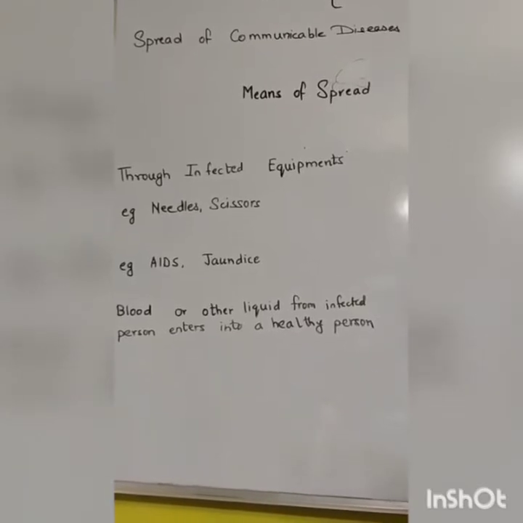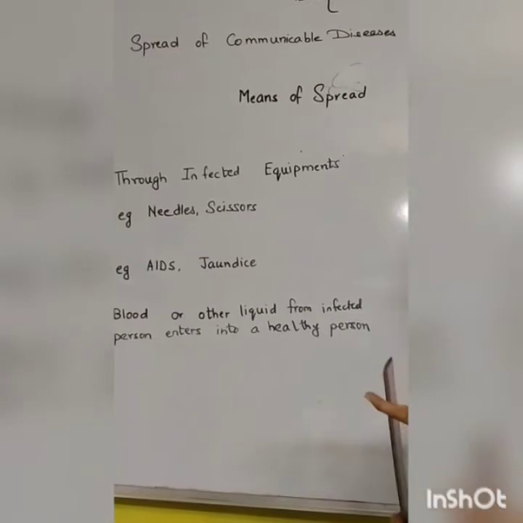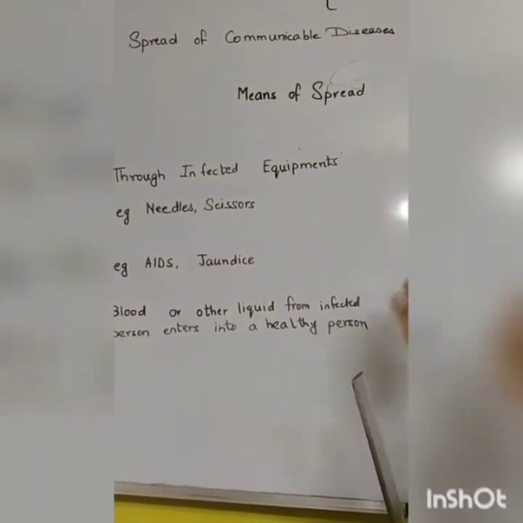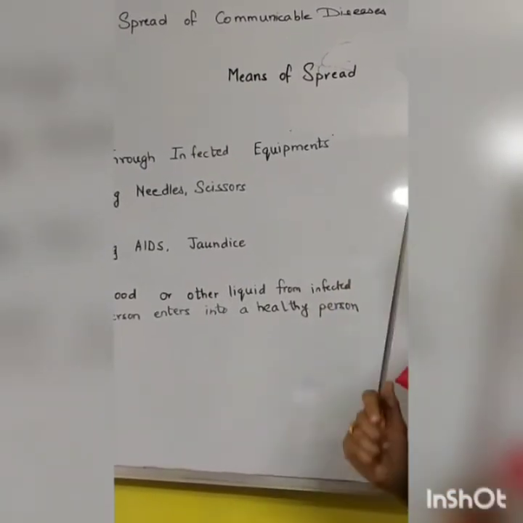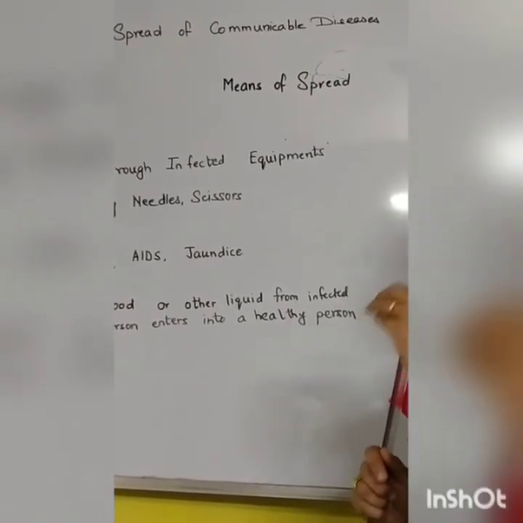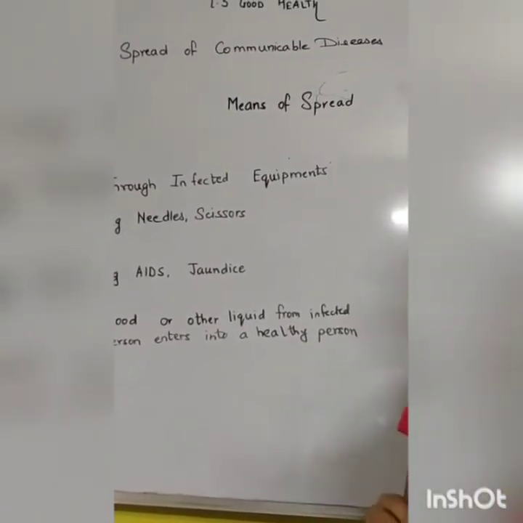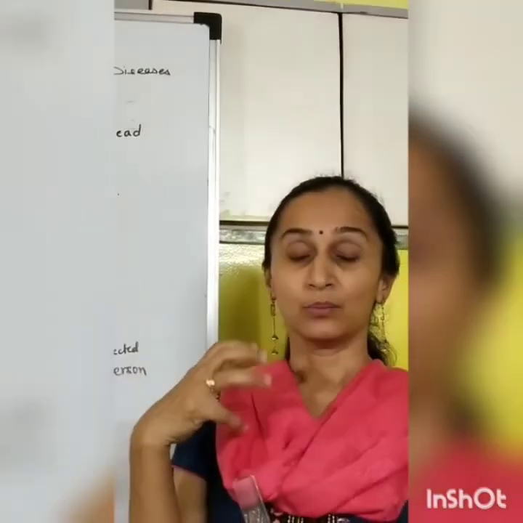So in this case, if the syringe which was used for an infected person is then used for a healthy person, the person might get sick. Or if there is blood transfusion. Okay, you must have seen that there are blood donation camps. So if in that case the blood of a person suffering from AIDS or jaundice is taken and given to a healthy person, the healthy person might suffer from this kind of disease.